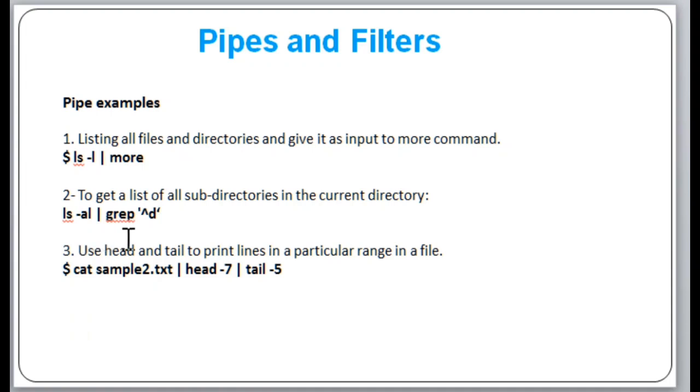We can also use head and tail to print lines in a particular range in a file. So we can cat the file sample2.txt, pipe that to head to give us the first 7 lines, and then pipe that to tail to give us the last 5 lines of those 7 lines we just did, okay?